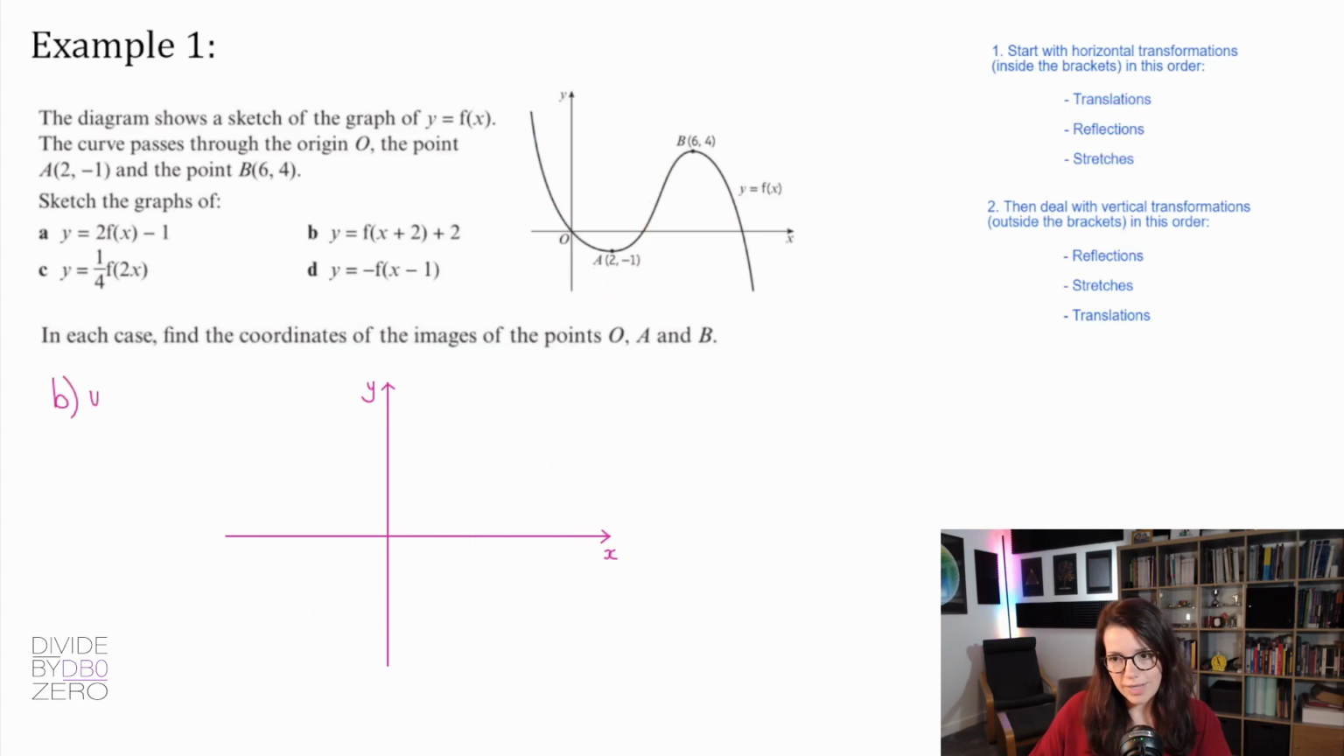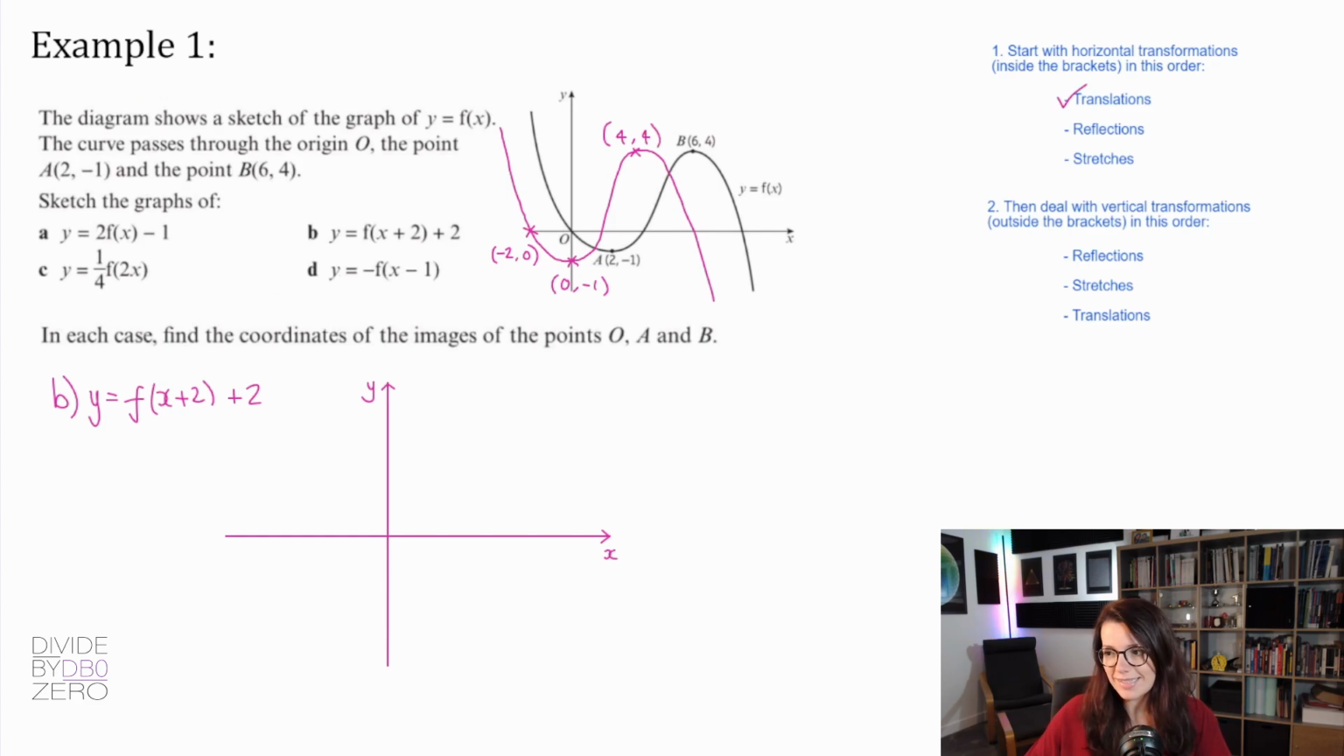Part B, y equals f of (x plus 2) plus 2. So first things first, check for any horizontal transformations. And in this case, we do have a horizontal translation. Plus 2 inside the brackets means we want to move the graph left 2. So if we do that first up here and see how the points have changed so far. The origin is going to move left 2, so we'll have (-2, 0). This point here also left 2, so (0, -1). And this point up here, (4, 4).